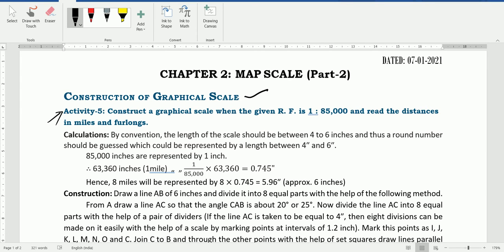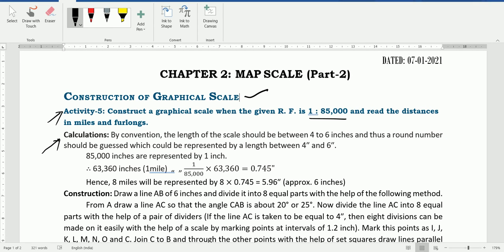Construct a graphical scale when the given RF is 1 is to 85,000 and read the distances in miles and furlongs. Okay, the RF of the scale is 1 is to 85,000 and we have to read the graphical scale in miles and furlongs, the British system. So before we construct the graphical scale, we need some calculation. So here we have calculations.